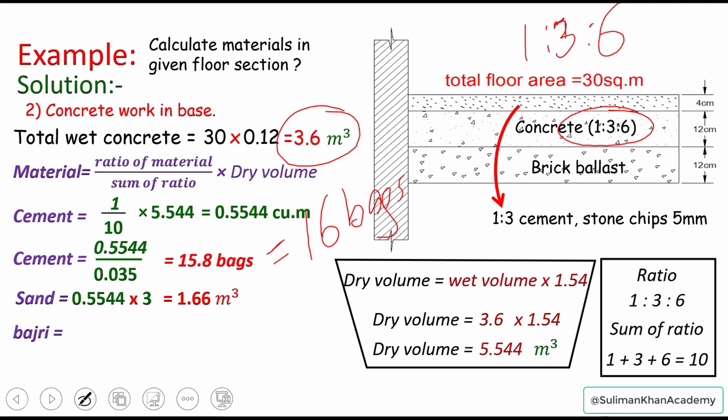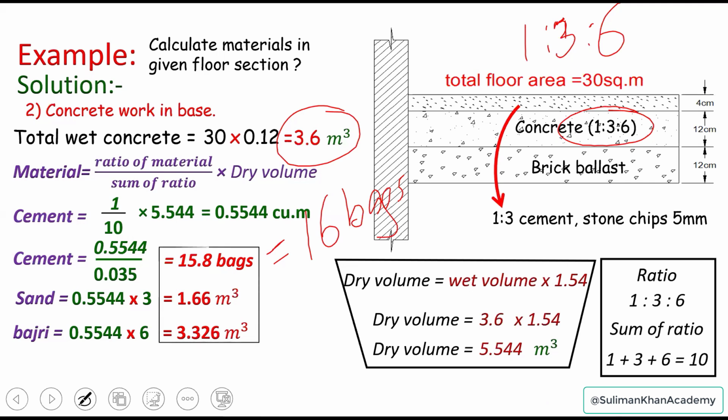Now, the crush stone can be calculated. Crush stone is known as Bajri in many countries, maybe like Pakistan, Afghanistan, India. Okay, so Bajri is used for the crush stone or the coarse aggregates. Now, the quantity of Bajri is the quantity of cement, which is 0.5544, and we will multiply this with the ratio of the crush stone or Bajri, which is 6 in the ratio. So it is 3.326 cubic meters. This is it. Very easy.